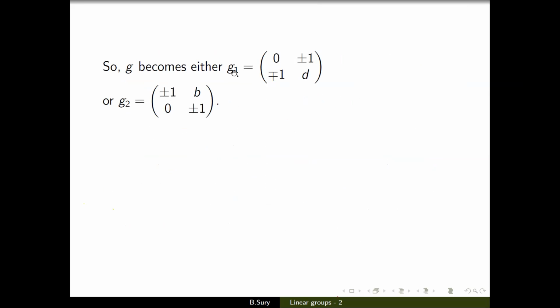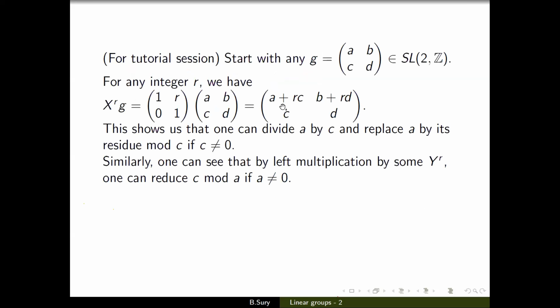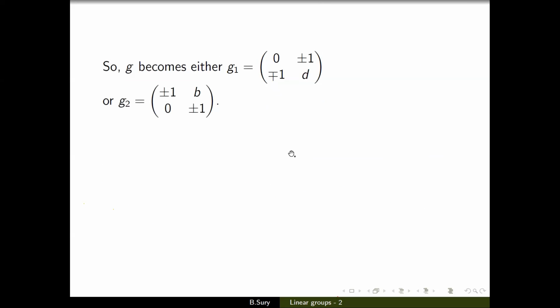So this is after what? After the process of multiplying on the left side by some power of X and some power of Y, etc. You might have to do it a few times. You remember, you divide a by c, there is a remainder. Then divide c by that remainder, you get a remainder of that. This is the process, right? And divide this by that remainder, you get the remainder. So this is the division algorithm. So after a finite stage, you get one of these two types of matrices.